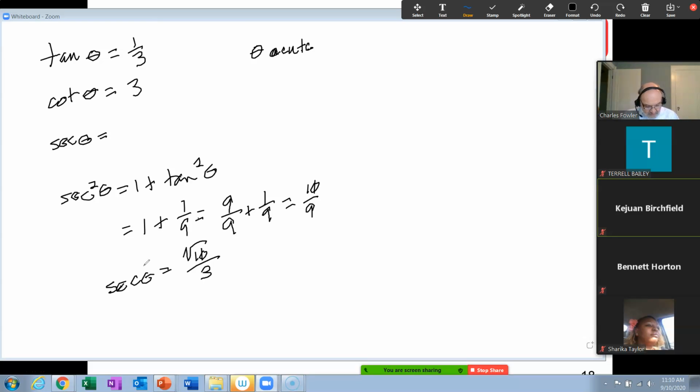And if you look in your book, that's exactly what we get. That cotangent of theta was equal to 3, secant theta, square root of 10 over 3. Now, the other way I would have done this is draw me a circle.